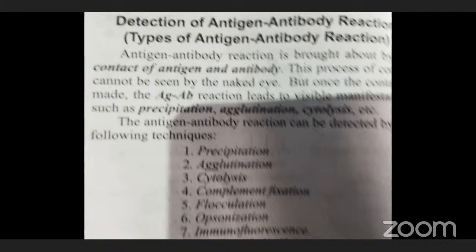Antigen antibody reactions are based on humoral immunity or antibody mediated immunity, because cell mediated immunity does not involve the antibody. There the cells, macrophages or mast cells, are involved. But in the case of antigen antibody reactions, which are humoral or antibody mediated immunity, the B cells and plasma cells are majorly involved.